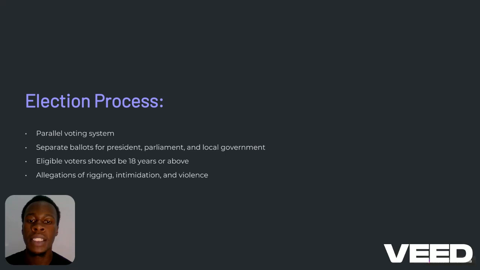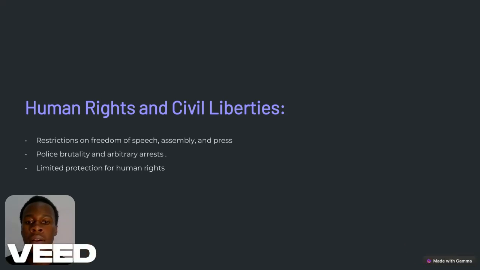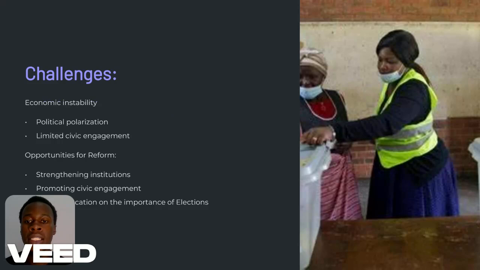rigging, intimidation, and violence. Human rights and civil liberties: restrictions of freedom of speech, assembly, and press. Police brutality and arbitrary arrests. So there is limited protection of human rights. Challenges faced are economic instability, political polarization, and limited civic engagement. Opportunities for reform: strengthening institutions, promoting civic education, and educating people on the importance of elections.